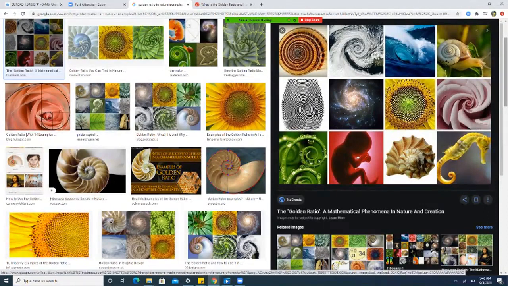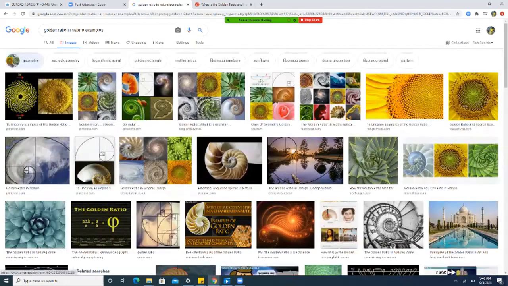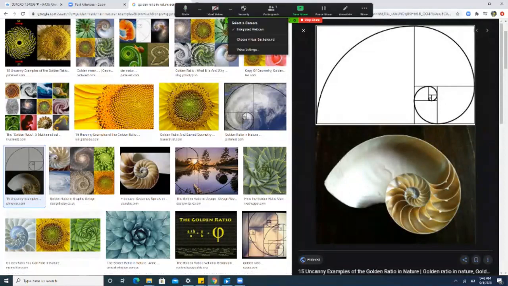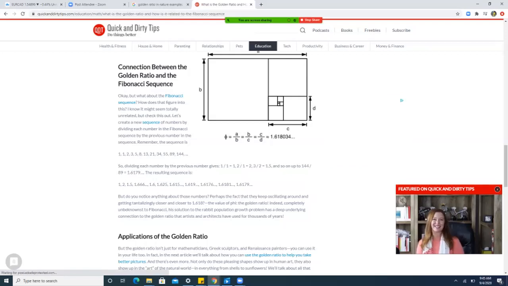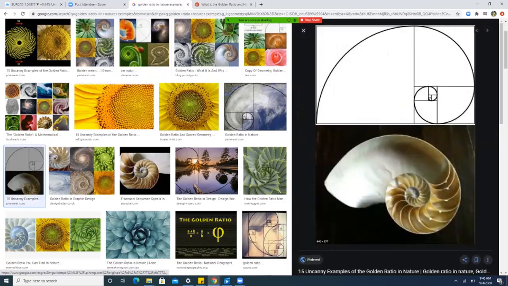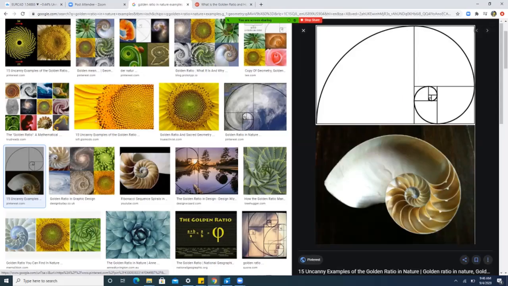And now let me show you the mathematical component to it. This same shape is this. That same shape is this right here. So one is the spiral version of Fibonacci, and this is the square version of Fibonacci. So you see how nature lines up.